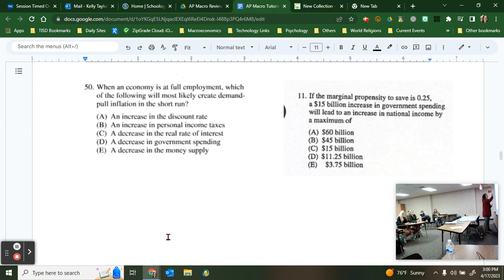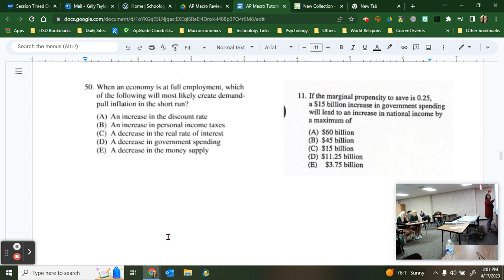Okay, so let's start from the very beginning. MPC is change of consumption over change of income. MPS is change of savings over change of income. MPC plus MPS added together is going to be equal to 1. The spending multiplier, which is KS, is going to be 1 over MPS. The tax multiplier, which is KT, is negative MPC over MPS.